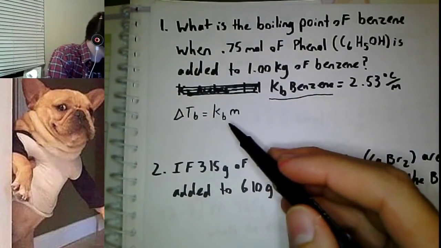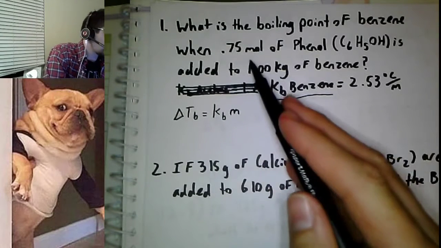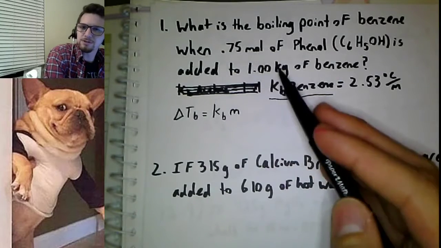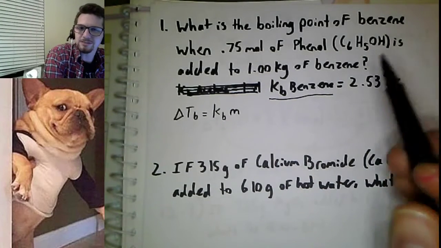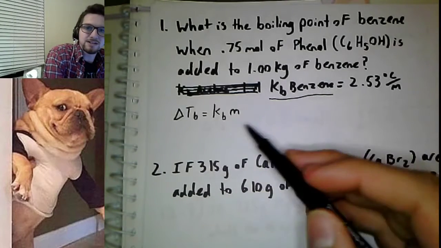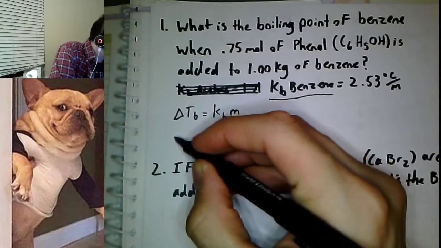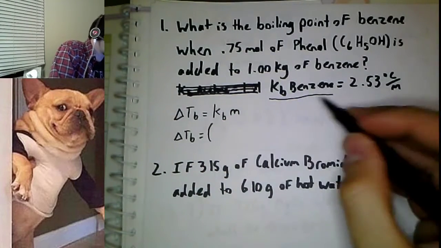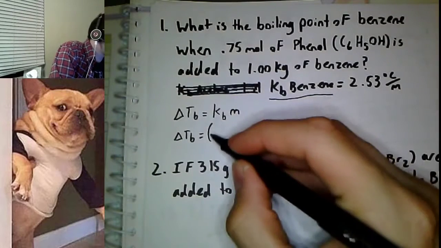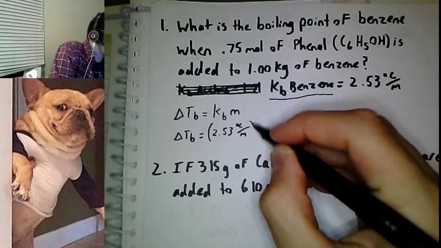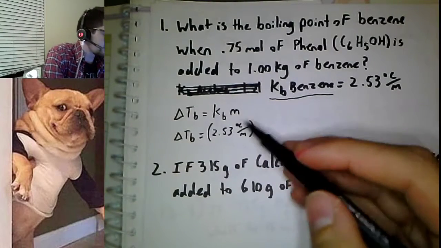And so what have I been given here? I have moles of something. I have kilograms of something. Hey, moles and kilograms. I remember that from somewhere. That might come in handy. And I gave you the constant for benzene. So I know I have the constant. So let's go ahead and plug that constant in. I said Kb is 2.53 degrees Celsius over molality.